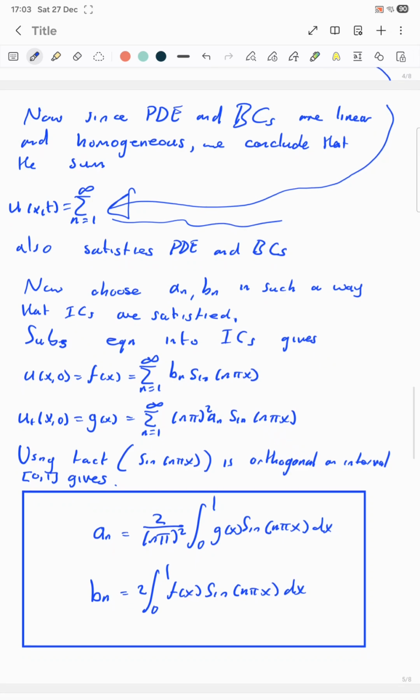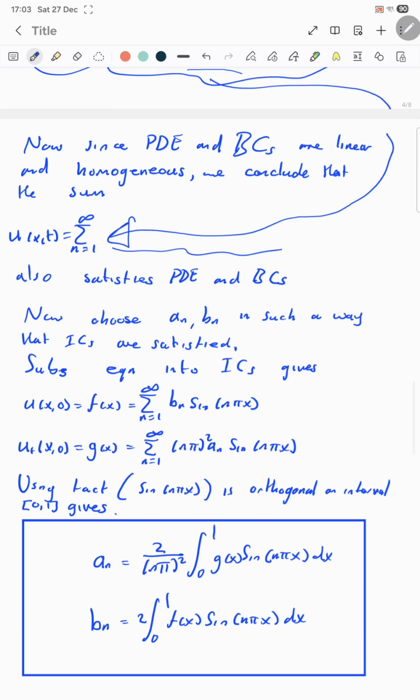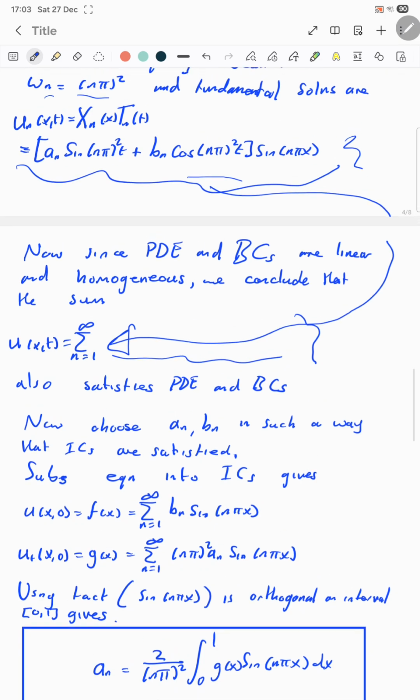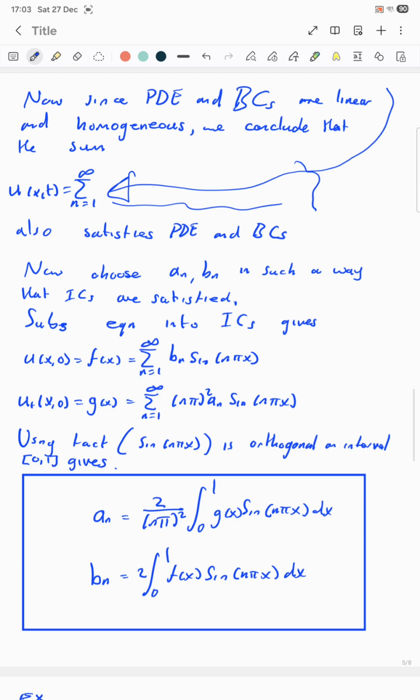And now, since the PDE and boundary conditions are linear and homogeneous, we conclude that the sum, instead of writing all this out again, I've just put this here. So we plug this into here. Now, which is the sum of this. Now, this also satisfies the PDE and boundary conditions. Now we choose A_n and B_n in such a way that the initial conditions are satisfied. We substitute the equation into the initial conditions, it gives this here.